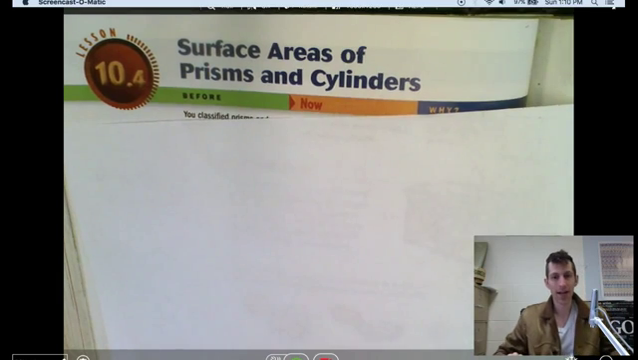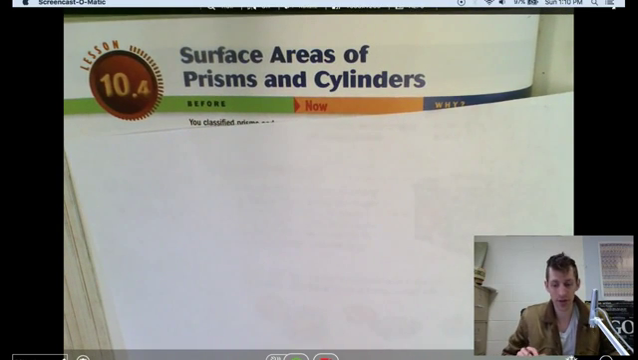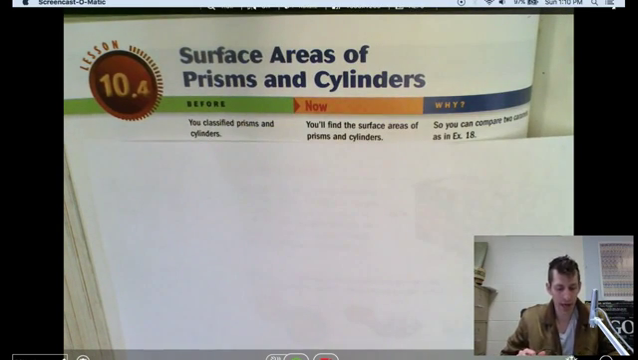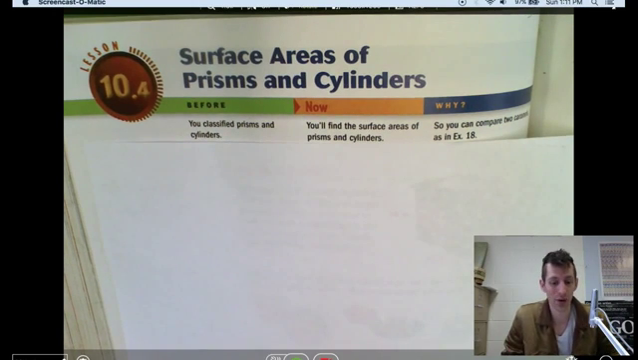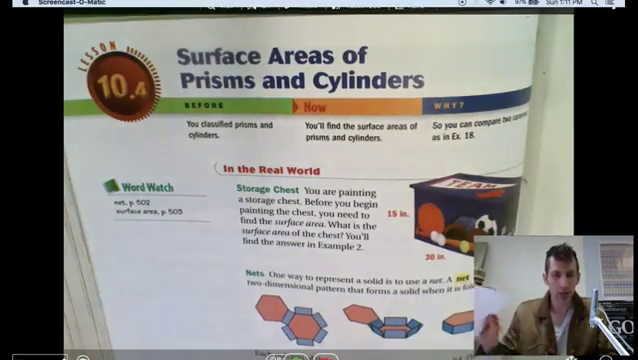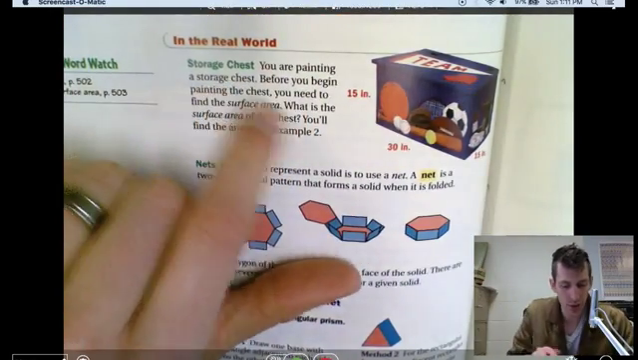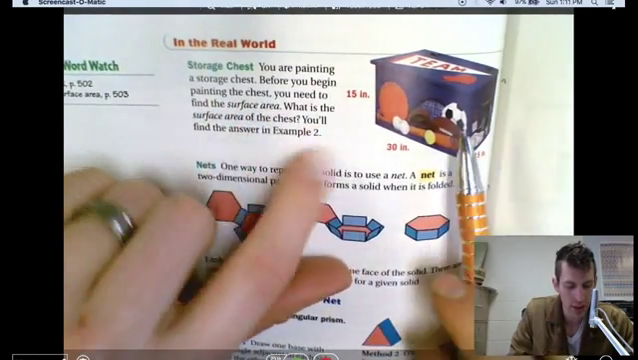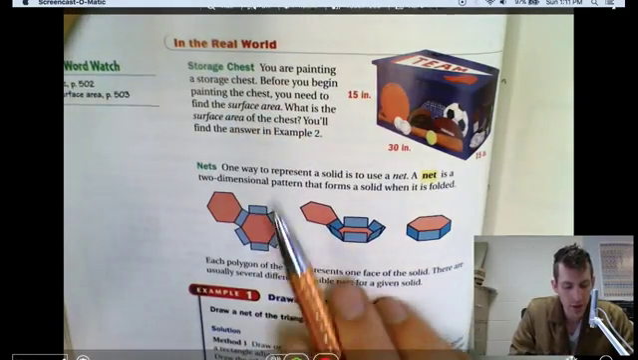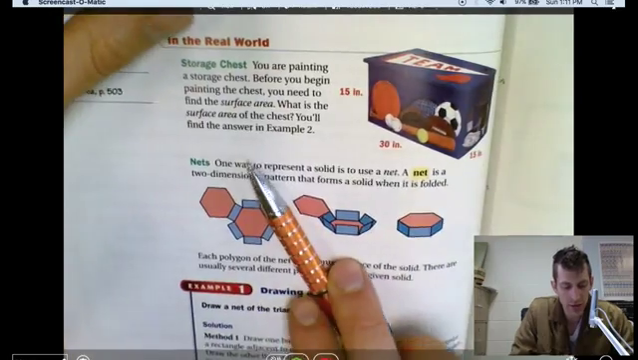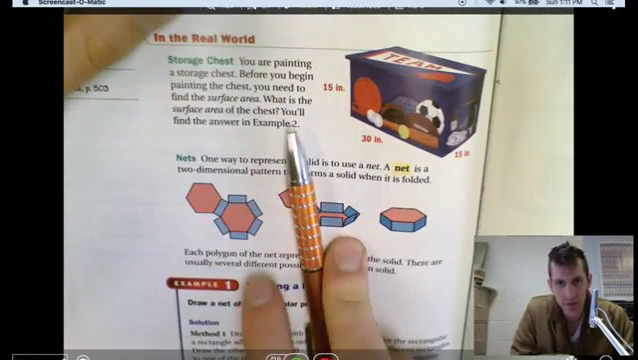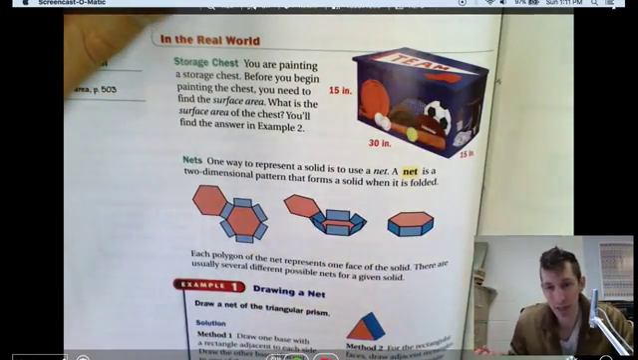All right. Now, I told you you're going to see formulas for the rest of your math life, and I bet you today they're just going to throw some formulas your way. You just got to know how to work with them. So let's check this out. In the real world, you're painting a storage chest. Before you begin painting the chest, you need to find the surface area. What is the surface area of the chest? You'll find the answer. Why do you need to find the surface area? Because you need to know how much paint to buy.